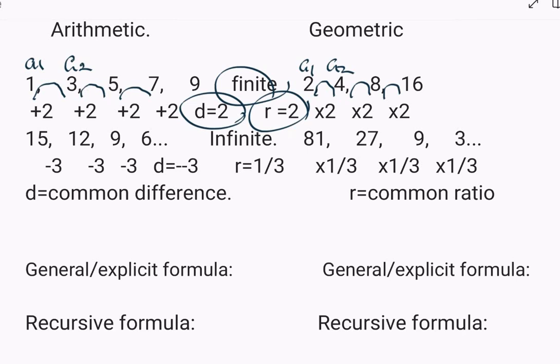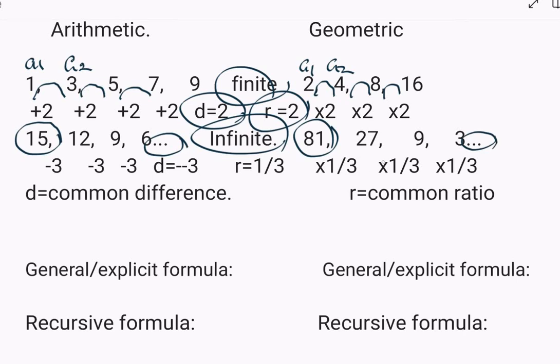The bottom two sequences, on the arithmetic side, start with a sub 1 is 15, but there is no end. It ends in dots, meaning it continues into infinity. These types of sequences are called infinite sequences. On the geometric side, we have another example, starting off with 81 and ending in dots, an infinite sequence.